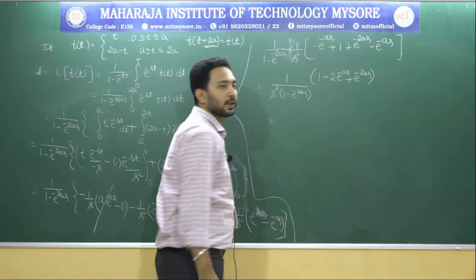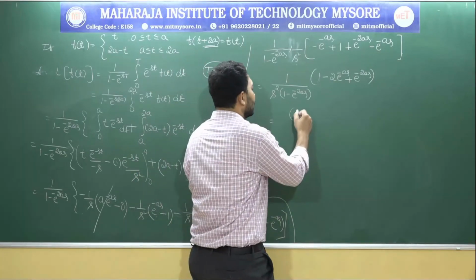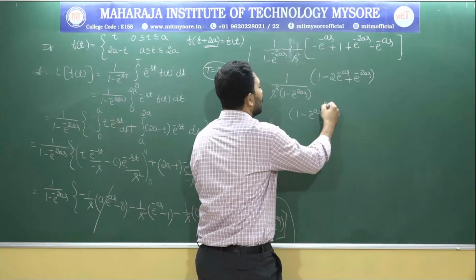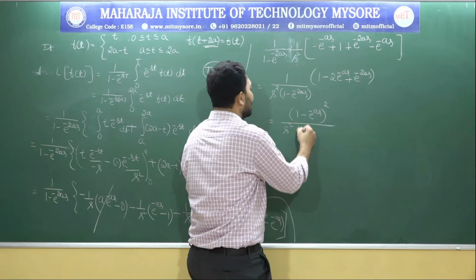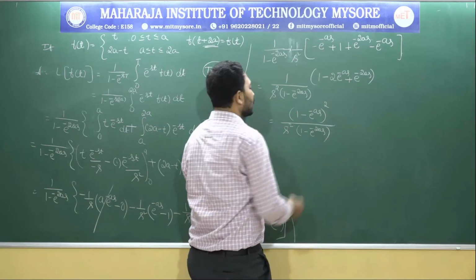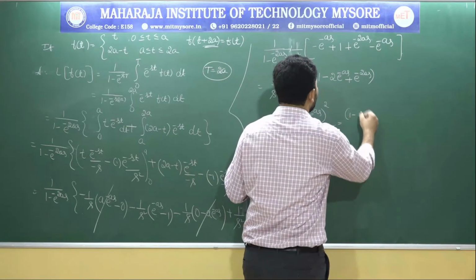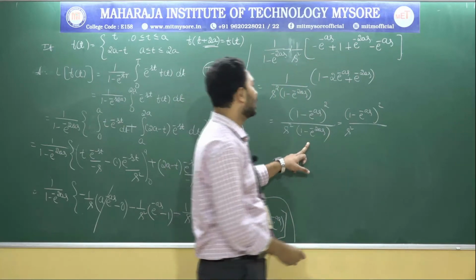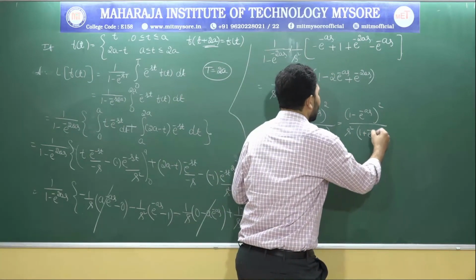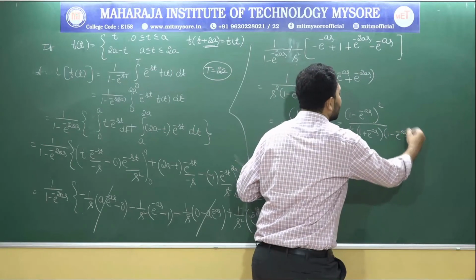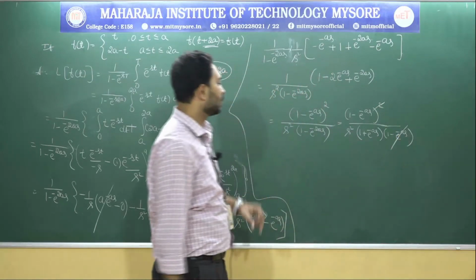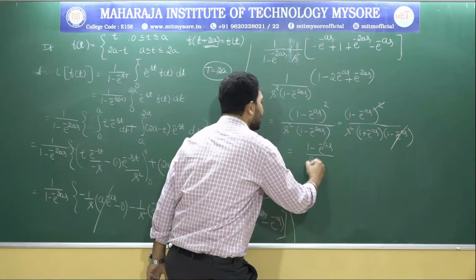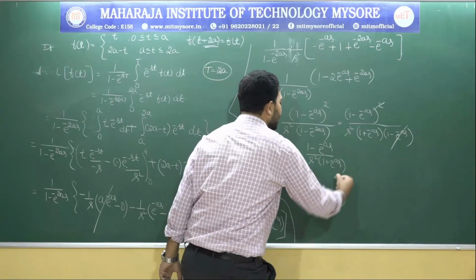So a minus b whole square, like the previous problem. It is a is 1, b is e power minus as. So 1 minus e power minus as whole square divided by s square into 1 minus e power minus 2as. It is in the form of a square minus b square: 1 plus e power minus as, 1 minus e power minus as. 1 minus e power minus as get cancelled. It is 1 minus e power minus as divided by s square into 1 plus e power minus as.